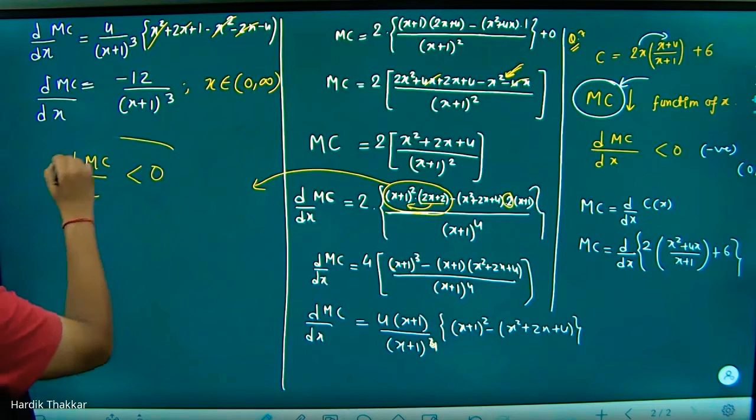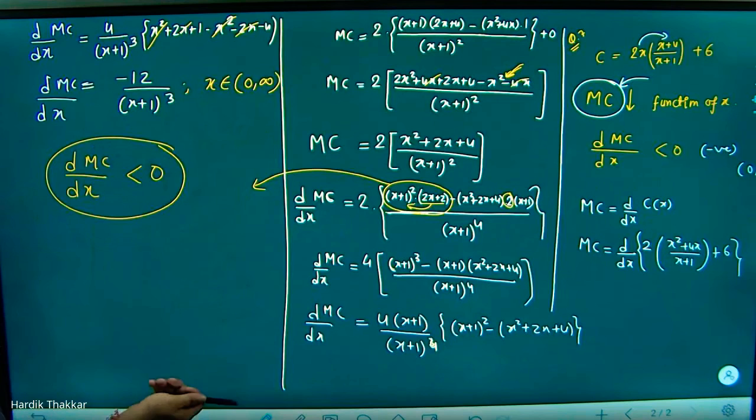It is less than 0 means MC function is decreasing. MC नेगेटिव आया ना, -12. हो गया प्रूफ. क्लियर? एनी डाउट्स? आगे बढ़े. ओके.